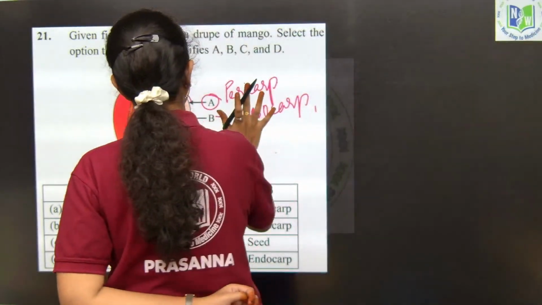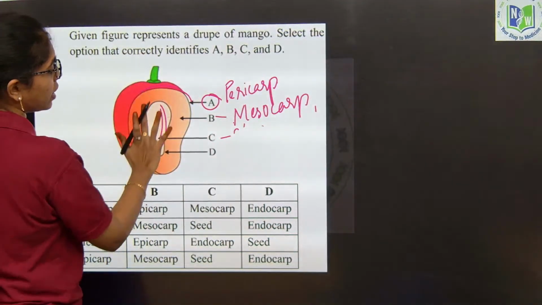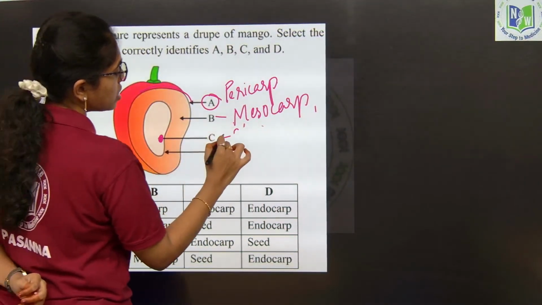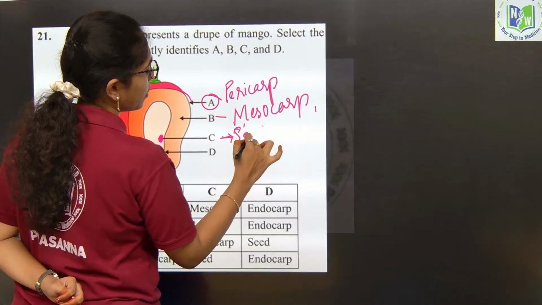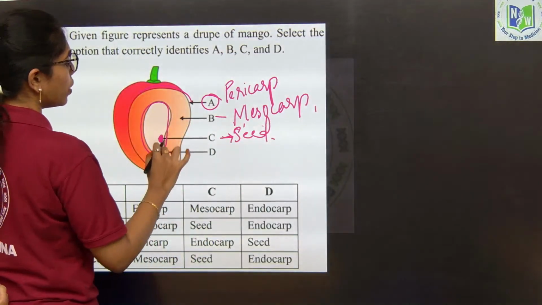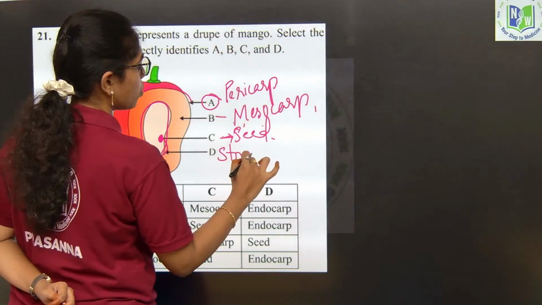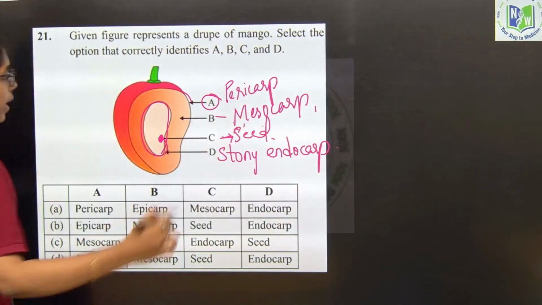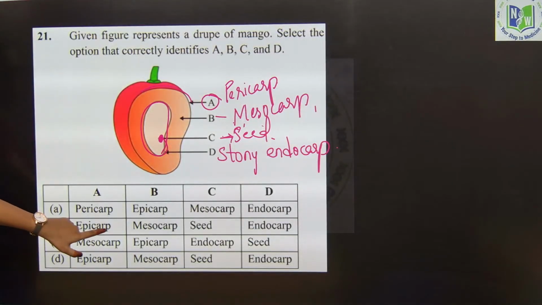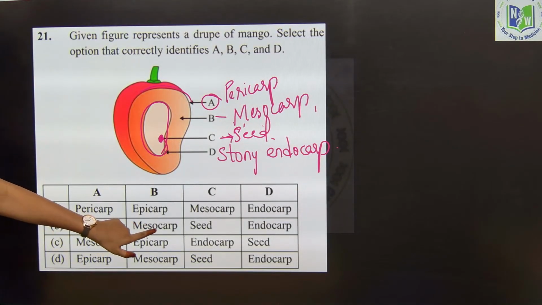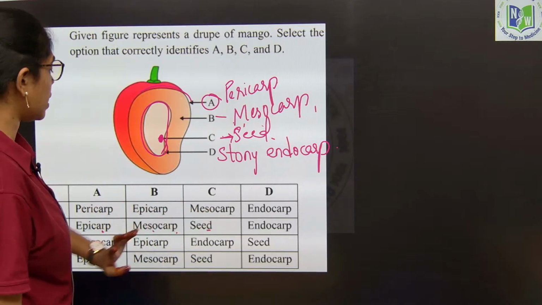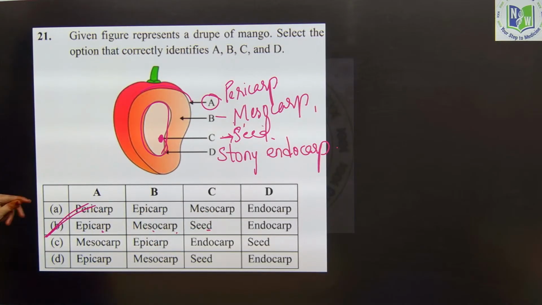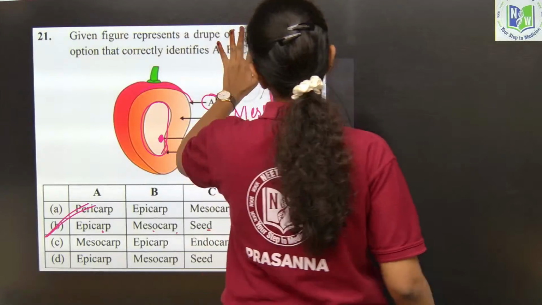Sorry, you can consider C, because the labeling is from inside, right? C you can consider as seed. And D is what? Stony endocarp. Clear, right? So here you can see A is epicarp, B is mesocarp, C is seed and D is endocarp. Okay, it is option B. So this is not pericarp beta, this is epicarp.